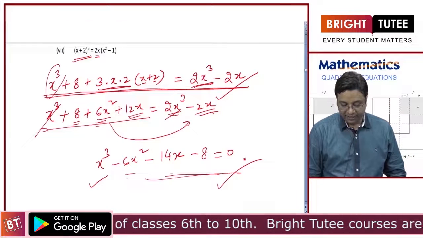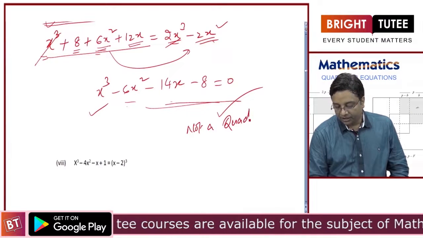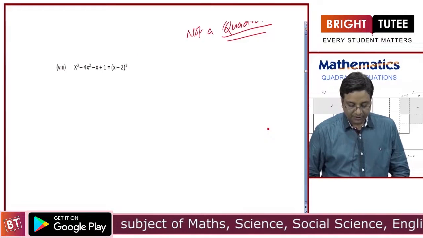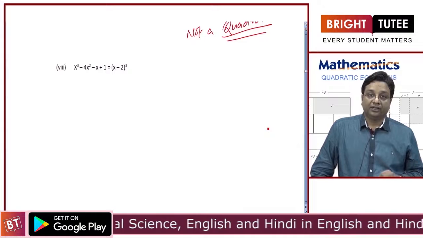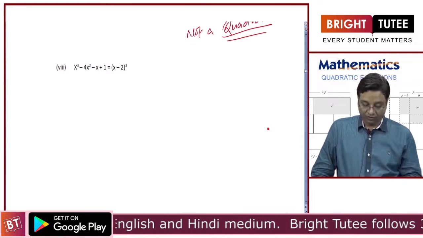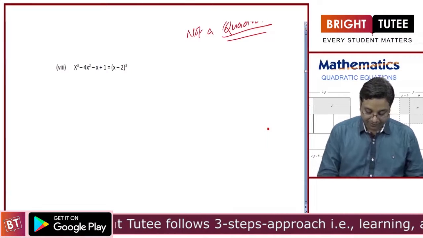This is not a quadratic. So not a quadratic. And when you look at this part, don't get confused that there is a cubic term, right, until and unless you solve both the sides. Okay. Let's look at this.